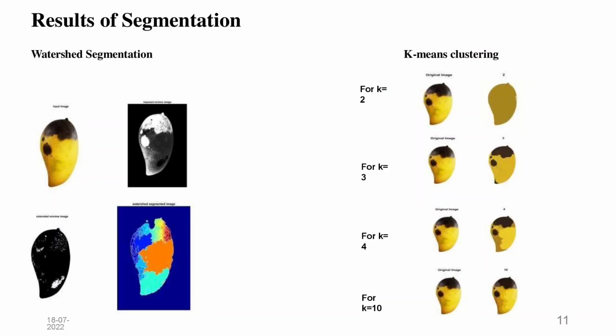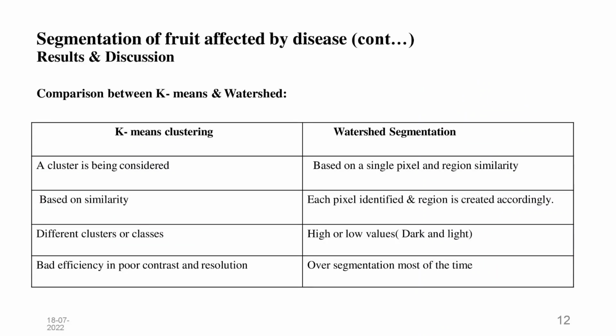So next comes the segmentation part, and in segmentation we did watershed segmentation as well as k-means clustering segmentation. Watershed segmentation gives preference to a single pixel, whereas k-means clustering gives preference to similarity of pixels, and accordingly it makes a cluster. We come to a conclusion that k-means clustering gives preference to similarity, whereas watershed segmentation considers a single pixel value and accordingly creates a region.